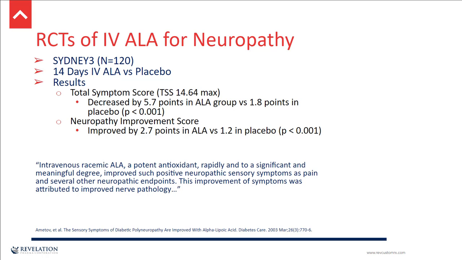So in this study, the conclusion was that intravenous racemic alpha lipoic acid, a potent antioxidant, rapidly and to a significant and meaningful degree improved such positive neuropathic sensory symptoms as pain and several other neuropathic endpoints. This improvement of symptoms was attributed to improved nerve pathology. So again, very promising use of alpha lipoic acid IV for neuropathy, which of course supports everything related to blood sugar control and diabetes, even outside of neuropathy.